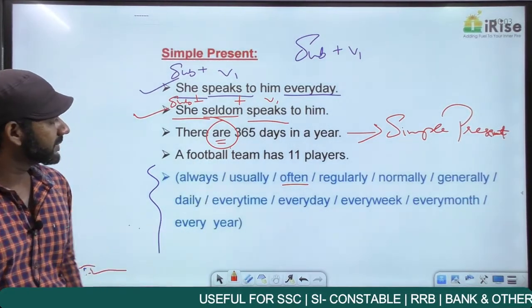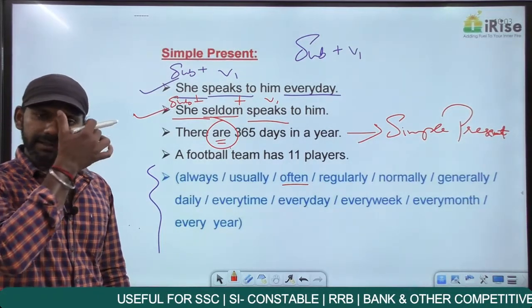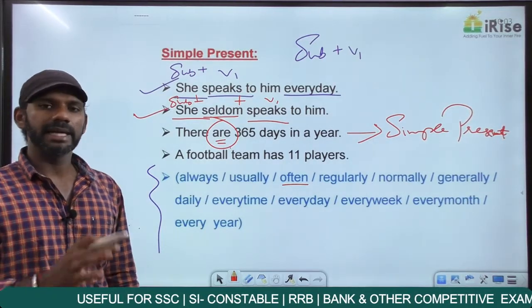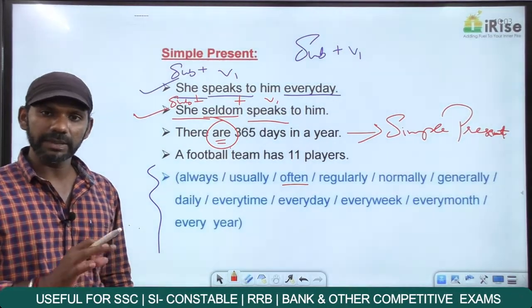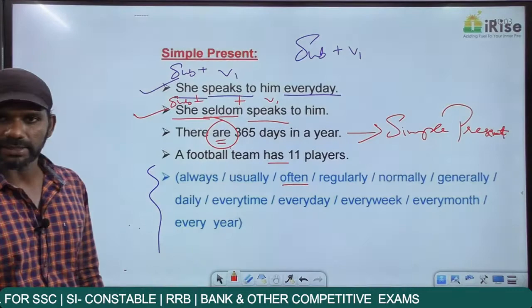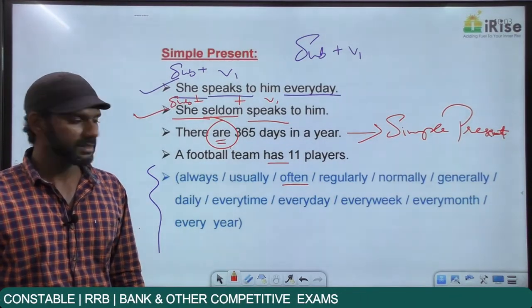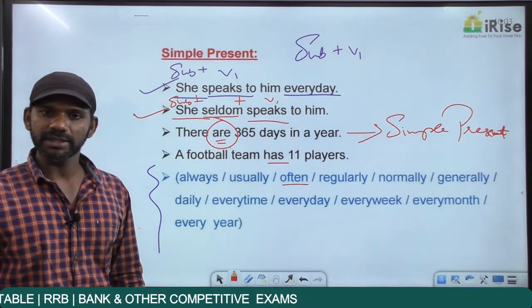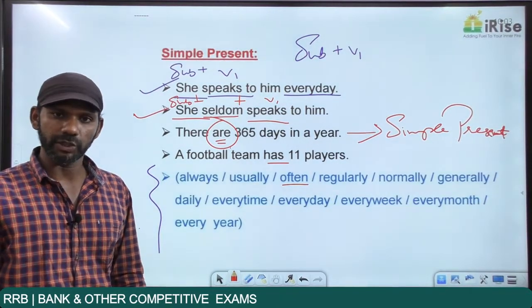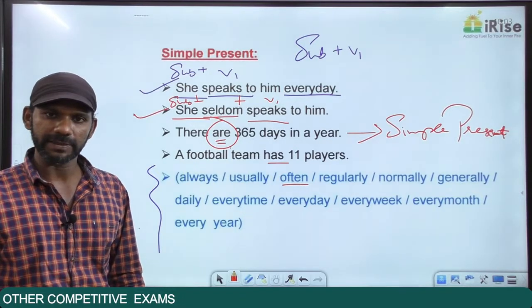Come to the next one. A football team has 11 players. This is also a fact. And as it is a fact, it must be in the simple present tense. "Has" comes only in the present tense, so it must be in one of the 4 categories of present tense. No "ing", so not continuous, not perfect continuous. We have 2 categories left: simple present and present perfect.